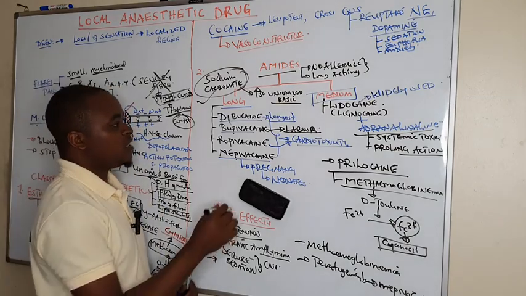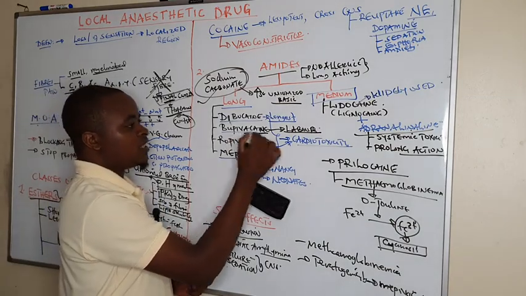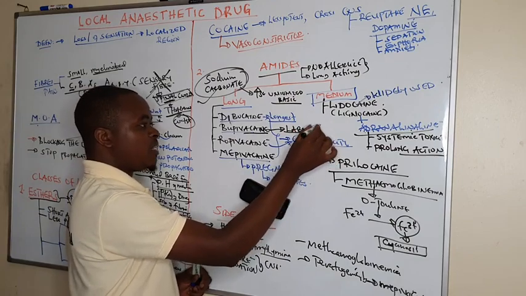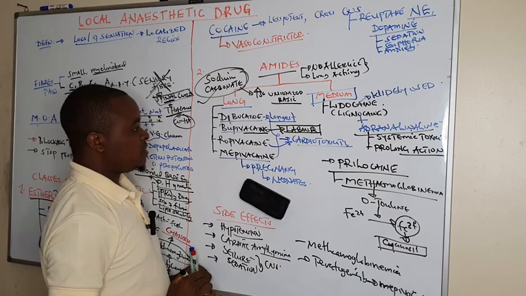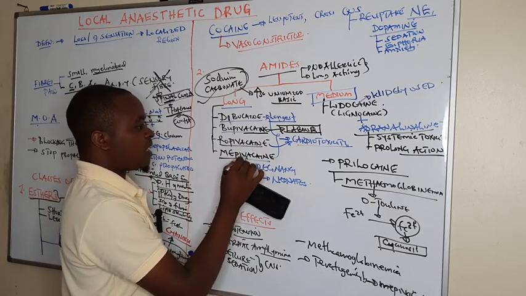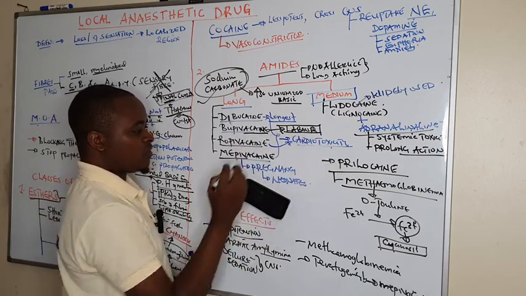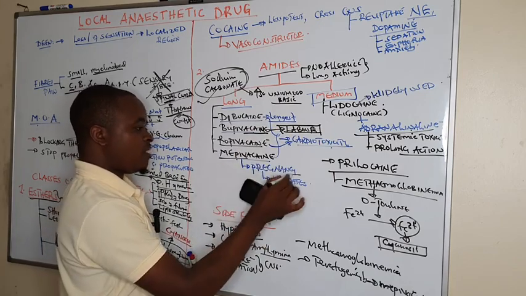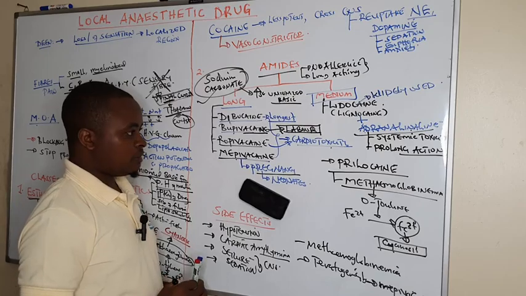Then we have seen the only drug which can be given in pregnancy during labor to prevent labor pain is bupivacaine, then ropivacaine, mepivacaine. We have seen their toxicity effect, then mepivacaine being teratogenic.